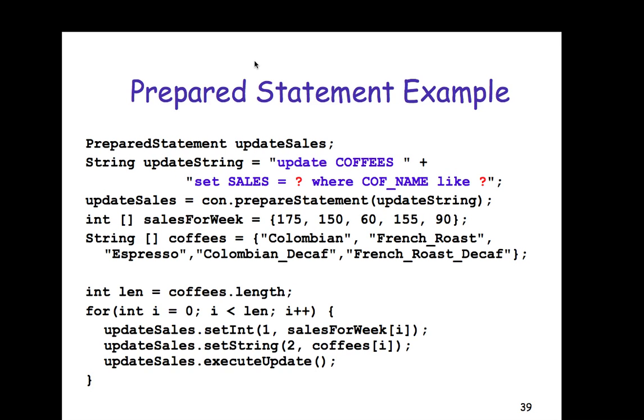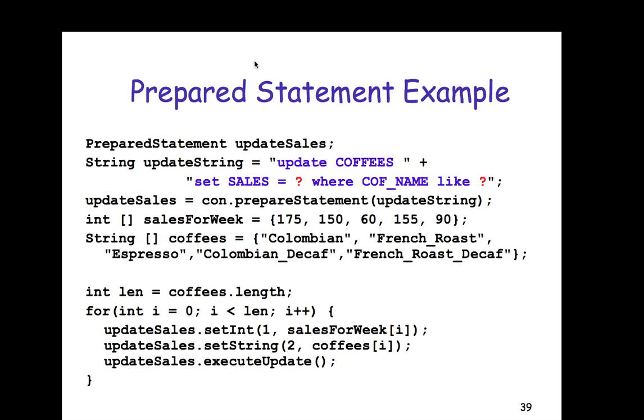Here's our prepared statement example where we have a prepared statement, update sales. String update sales is equal to update coffee, as an example, set sales. What we do is we create an SQL statement and put question marks in. That's where the red is. Where the question marks are, when we run this query, it's going to give us a prompt. The prompt could be in a GUI interface or a command line interface where we enter in set the sales to equal something where the coffee is equal to something. So sales number, coffee number. It's a way of running it over and over again.